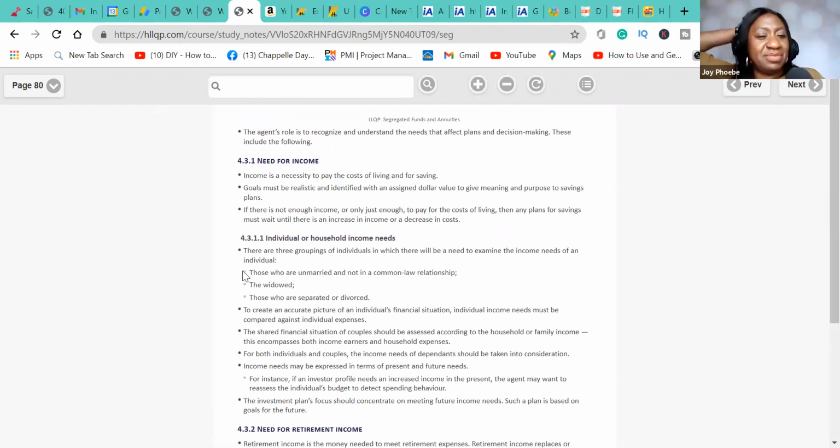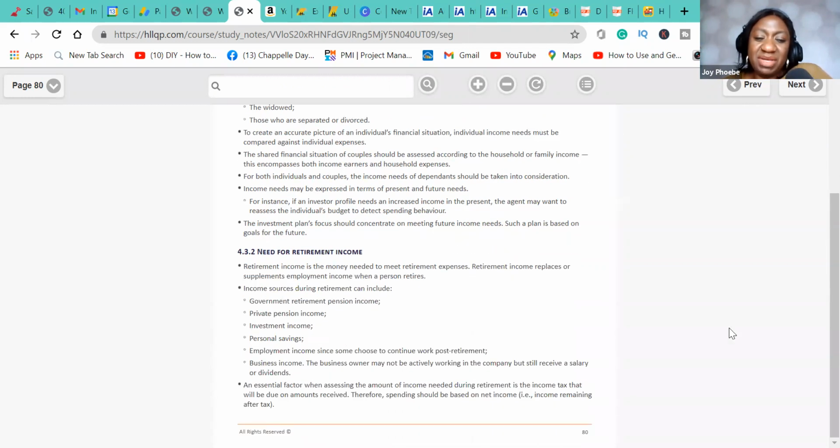Need for income. Okay. Sometimes income is a necessity to pay the cost of living and all that. So the goal must be realistic and identified, right? So we need to know the needs of our clients so that we will be able to meet their needs specifically. So individual or household income needs also have to be established as well. So need for retirement income, of course, this can be government retirement pension income, private pension income, investment income, personal income, and all this stuff.